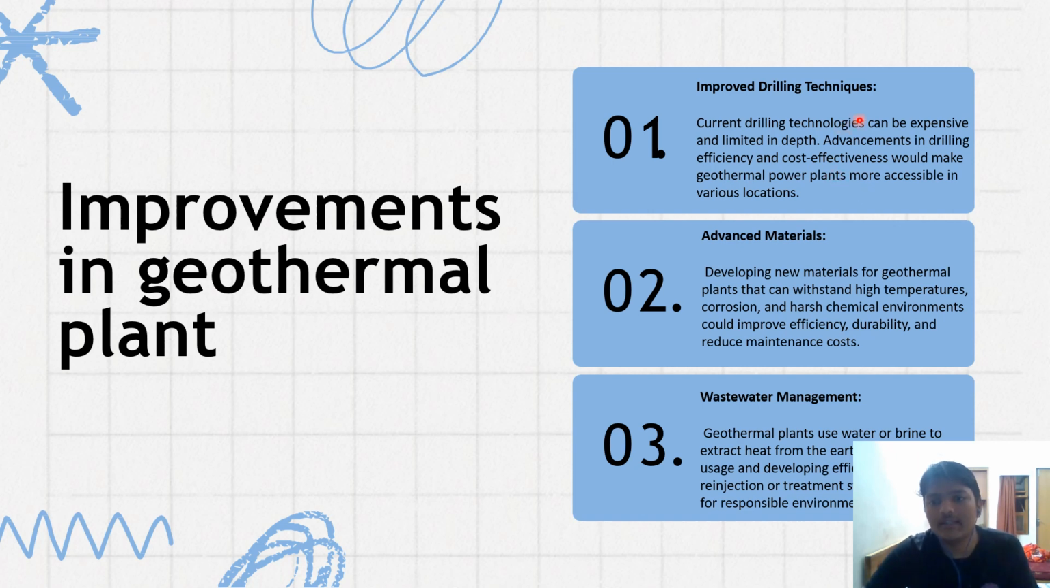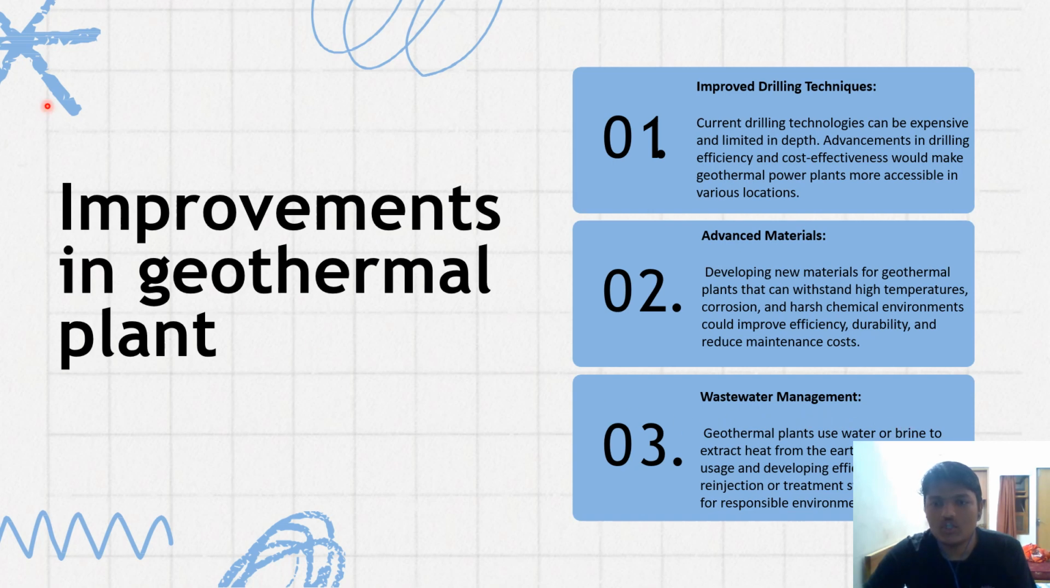So, one needs to drill much deeper inside the Earth's surface, which creates more energy or more natural resources as compared to the current scenario. Advanced materials. Developing new materials for geothermal plants that can withstand high temperatures, corrosion, and harsh chemical environments could improve efficiency, durability, and reduce maintenance cost. So we can also make the materials in the power plants more efficient, which can produce more energy and withstand some corrosion and high temperature waters, and improve the efficiency, durability, and reduce maintenance cost.